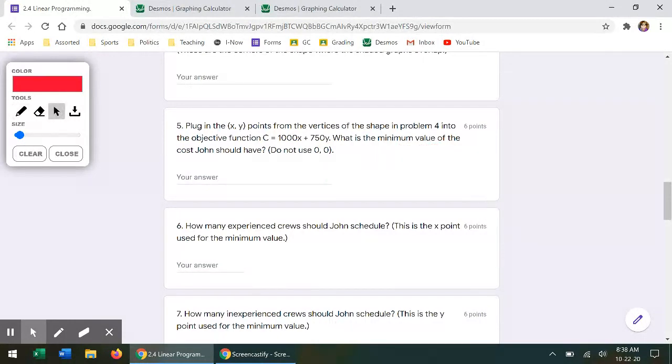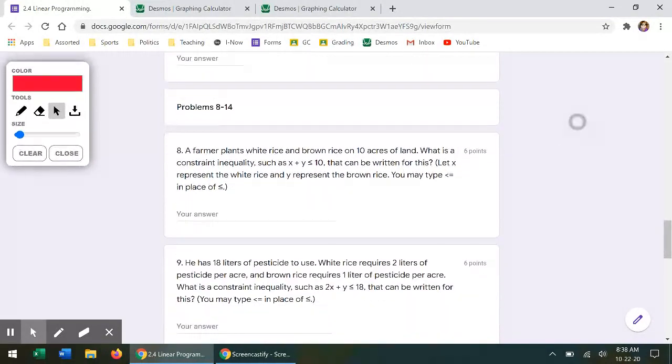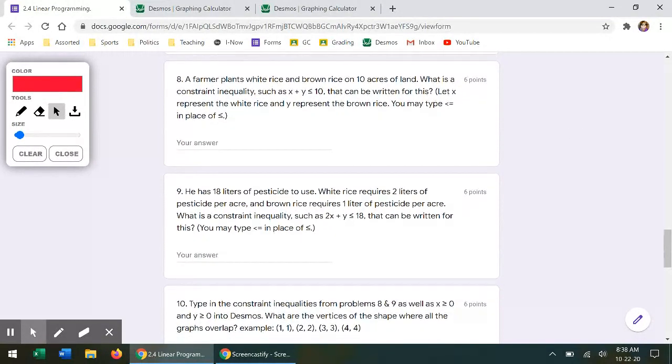Now let's look at our last section. In this section, I took a large problem and broke it down into small steps, because we have to find the constraints of what the farmer can grow, and we also have to figure out his objective function so that he can maximize his profit. So let's take a look at number 8.